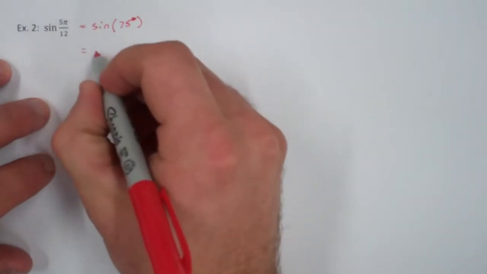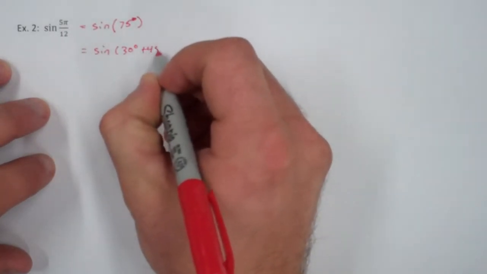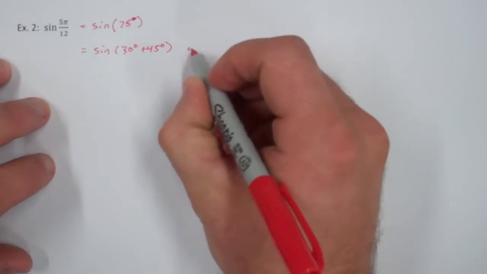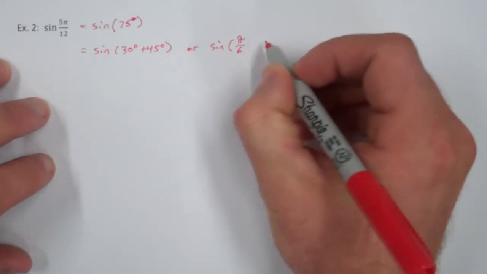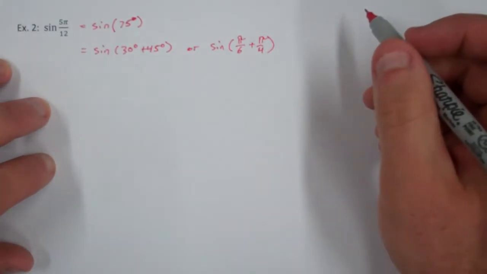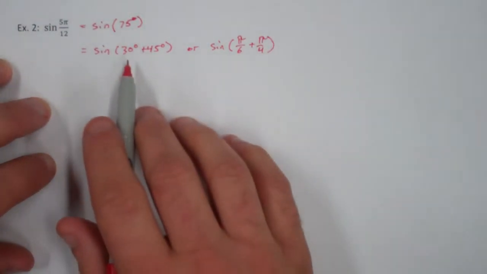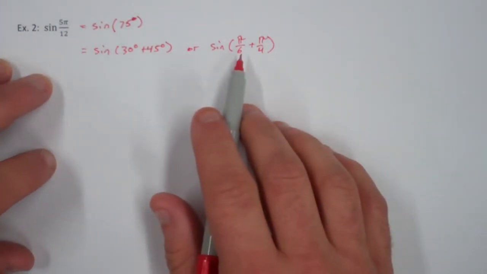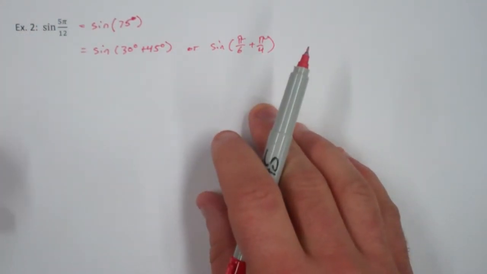Now this could be the sine of 30 degrees plus 45, and if you wanted to do this in radians, you could change this to the sine of pi over 6 plus pi over 4. That's a neat way to do it as well. But we'll just keep with the degrees here instead of the radians. If you did add pi over 6 and pi over 4, you'd get 5 pi over 12 if you simplified the fraction.